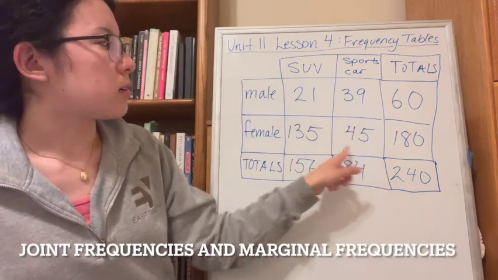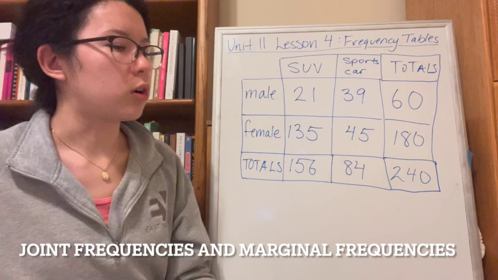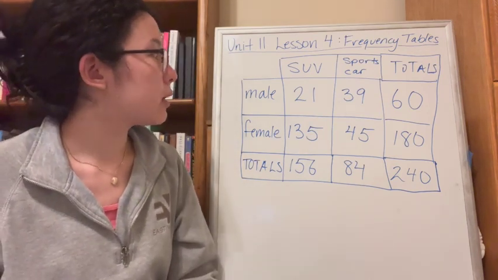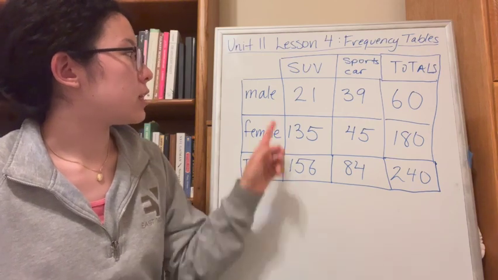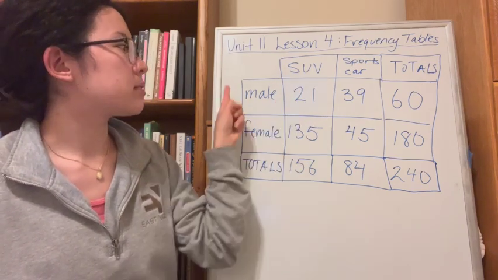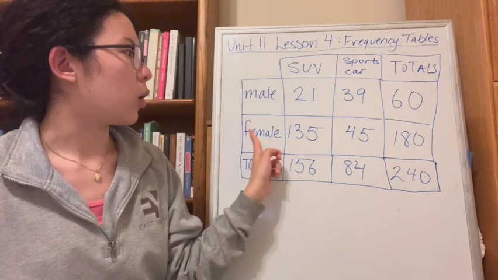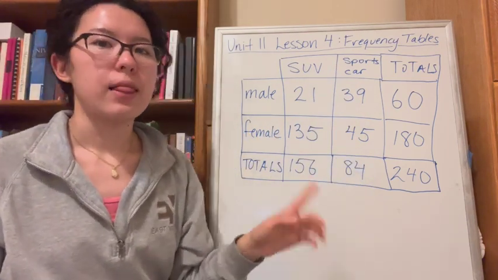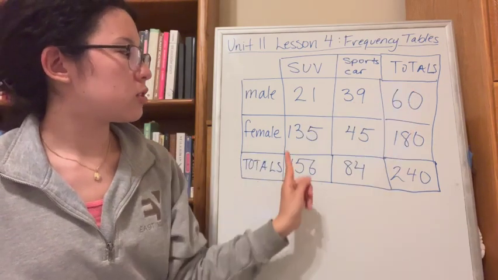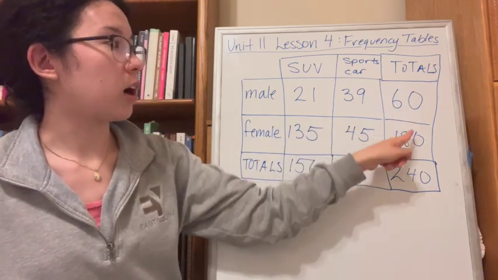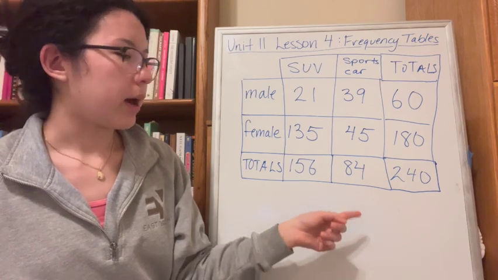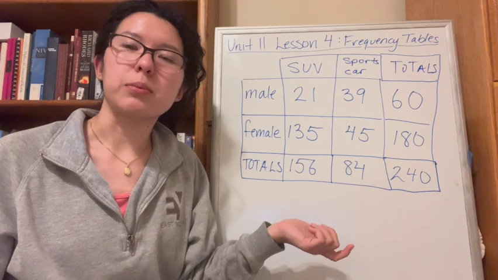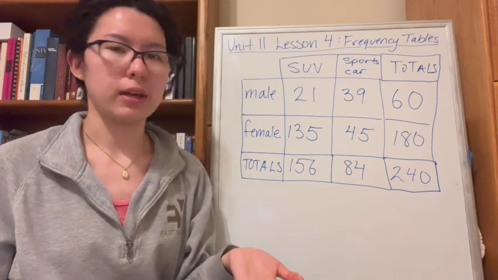These 4 cells are called joint frequencies. So each of them is showing the frequency of 2 things happening at once. A man who likes an SUV, a woman who likes a sports car. Those are joint frequencies. Then, in this column and this row, we have what are called marginal frequencies. And that's just the probability of one of the variables happening, right?